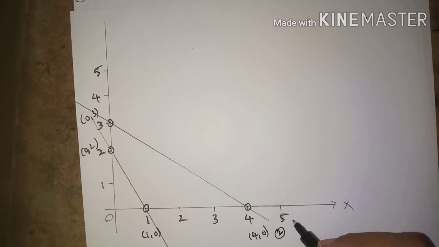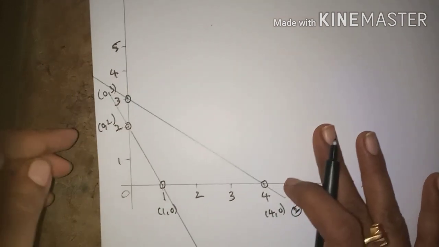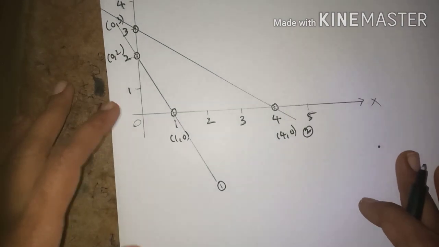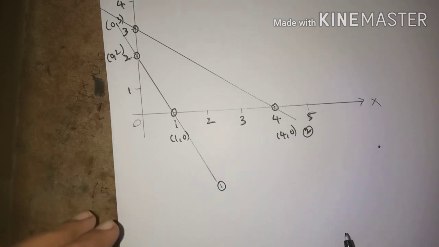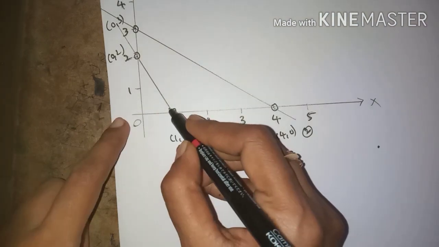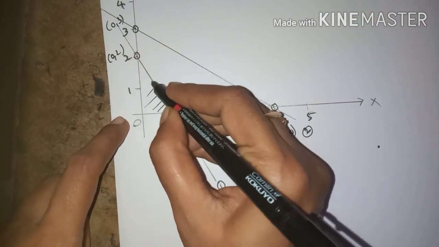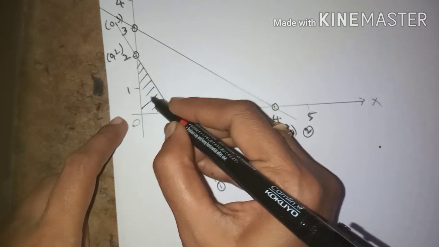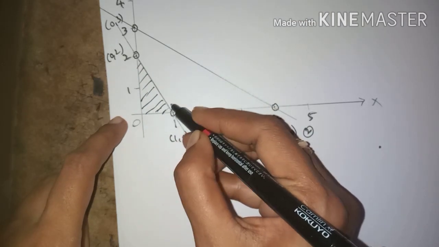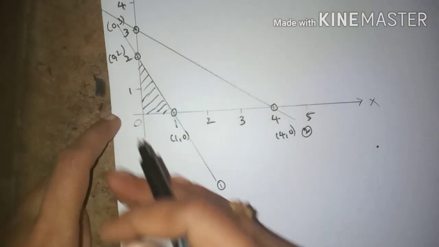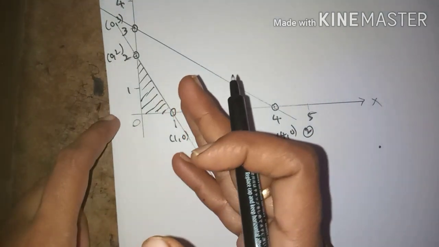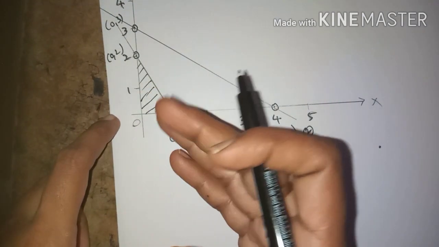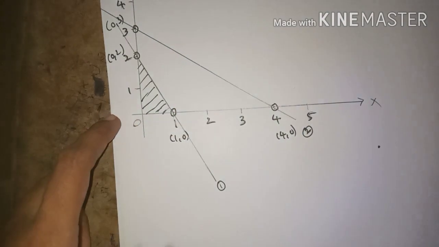The first constraint is having less than or equal to symbol. Therefore we will get the feasible region below the line. Below the line means, if the symbol is less than or equal to, we will have the shaded region containing the origin.